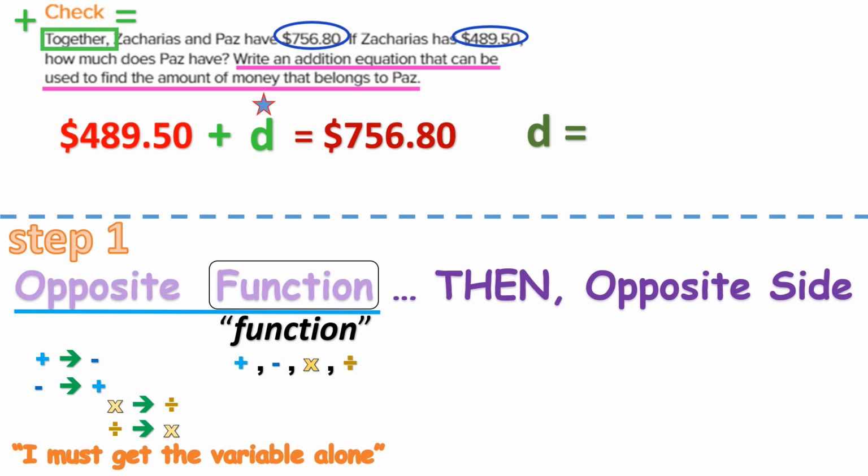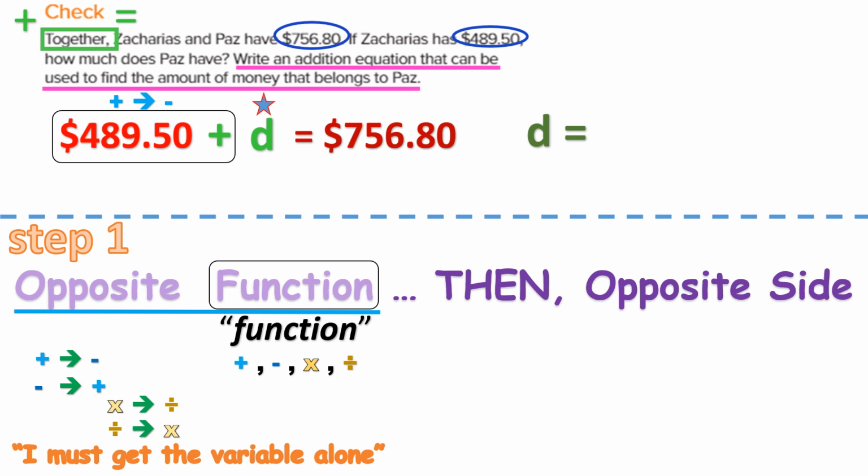So what am I doing on the side where the variable is? Well, I'm adding $489.50. All right, so if I'm adding, what is the opposite function of that? Well, that, my friends, is going to be subtracting. So instead of adding $489.50, now we're going to subtract it.